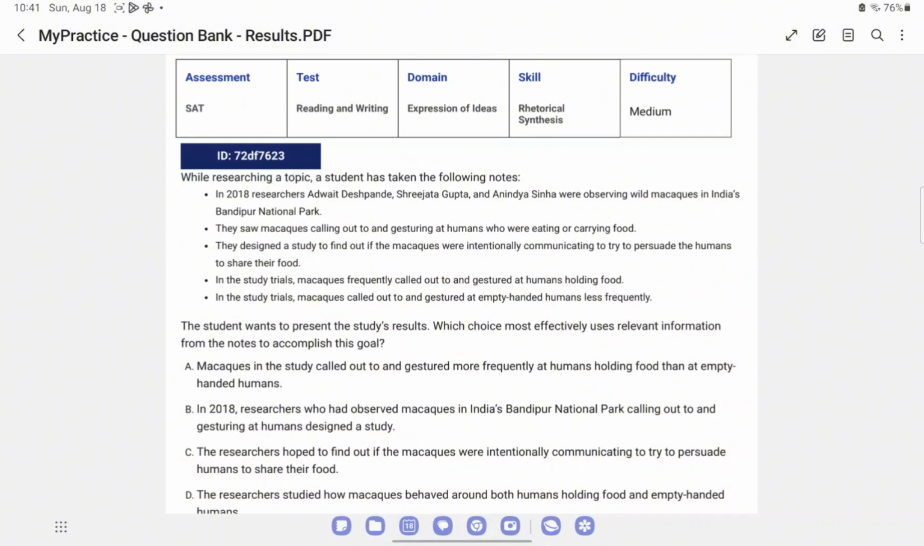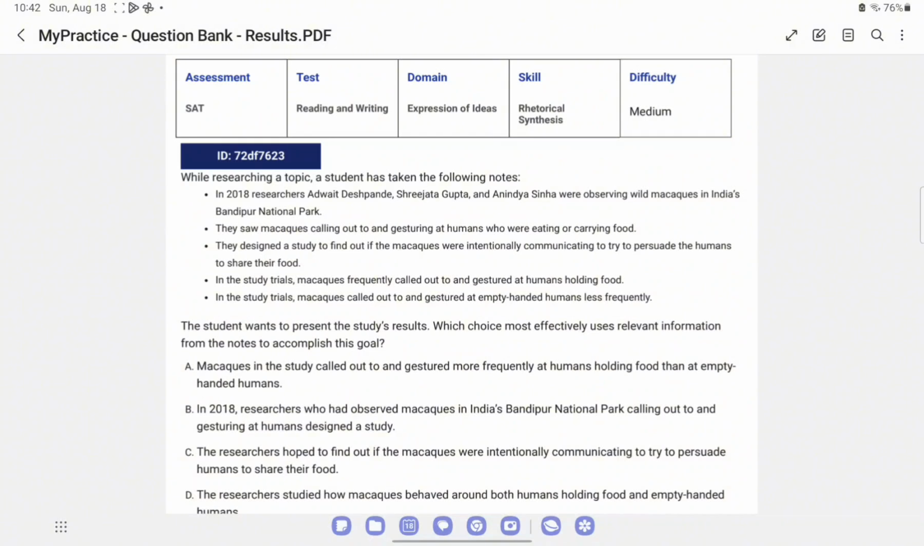So the first one says macaques in the study called out to and gestured more frequently at humans holding food than at empty-handed humans. Maybe, yeah, that sounds like a result. B, in 2018, researchers who had observed macaques in India's Bandipur National Park calling out to and gesturing at humans designed a study. That's like an introduction to the study, but it's not talking about the results of the study. You know what I mean?